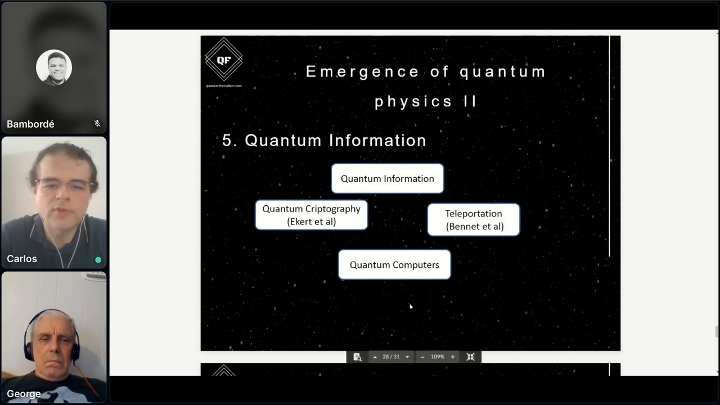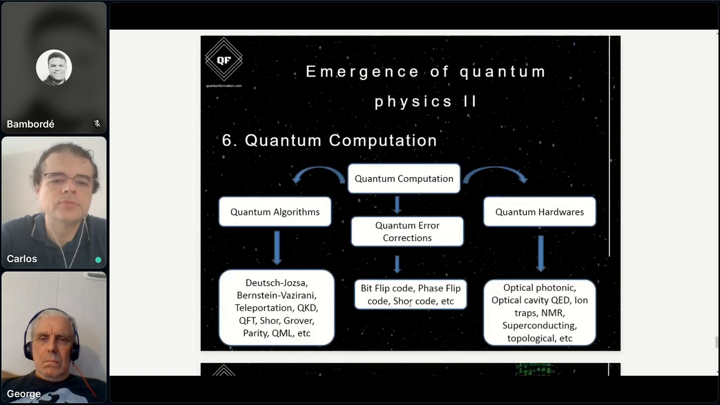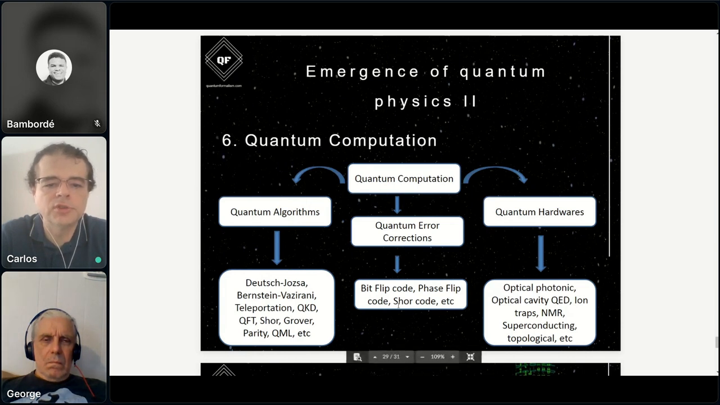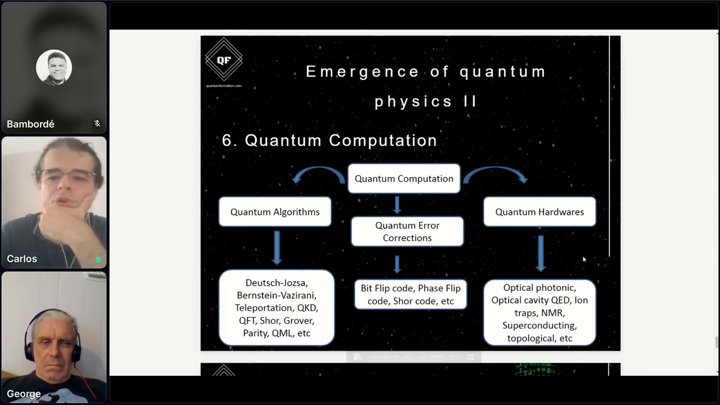And until we have quantum computers. So once we have quantum computation, we have all these things and more, like the development of quantum algorithms in the 90s. We have the most famous, but there is much more. Quantum error correction, also I think in the 90s. And quantum hardware, that is the subject of our course, that we start discussing the math of quantum mechanics next week. And then we really start the quantum hardware part.